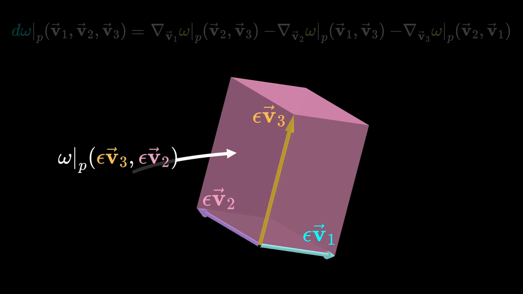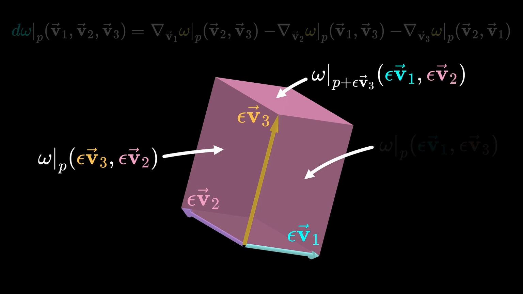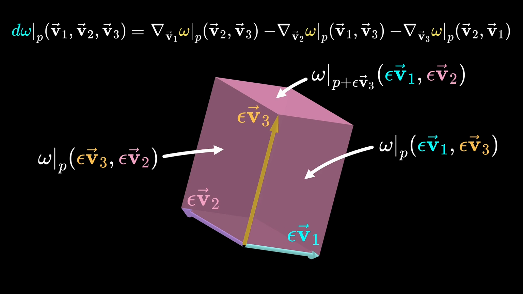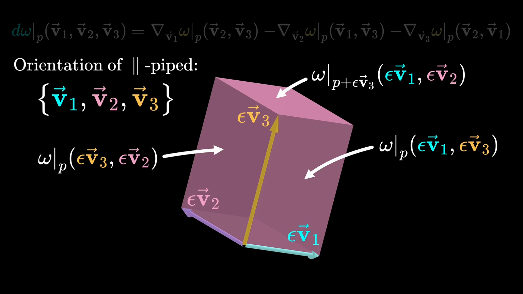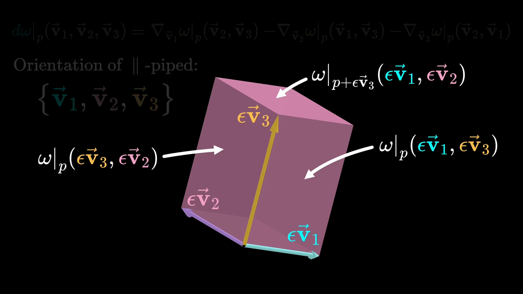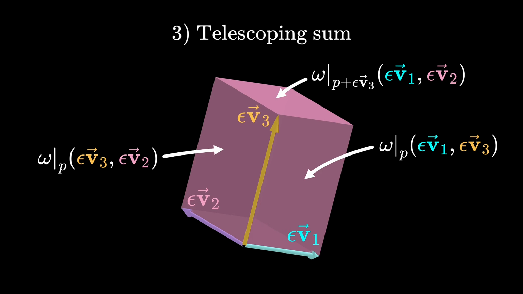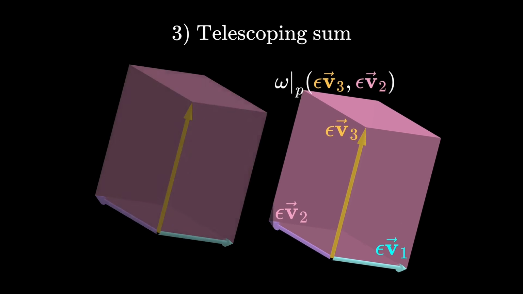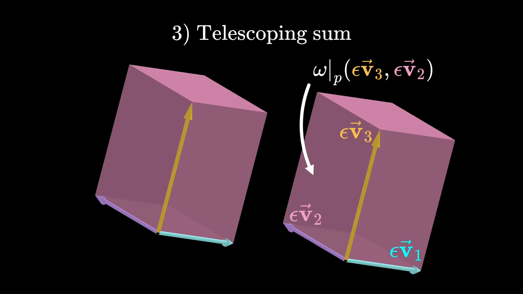Repeat this for all the faces, and we get 6 contributions of these omega along the boundary. To reiterate, you can obtain all these from the expression for d omega from the start. But if you are fine with orientation, this serves as a quick mnemonic. The final step, as always, is a telescoping sum, where we sum the contributions from neighboring parallelepipeds.